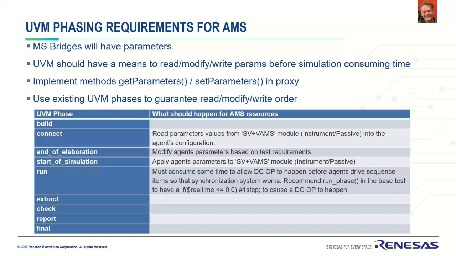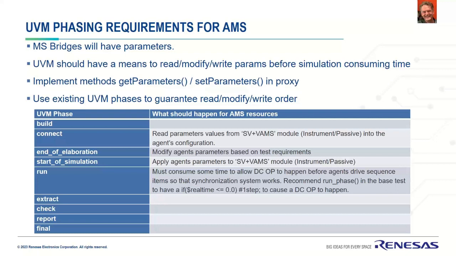So what we're proposing here is that we basically reuse, although we could actually create our own phasing schedule for UVM-AMS, existing UVM phases to have some rules about where we do a read, modify, write scheme. So if we look at the table at the bottom there, during the connect phase, we would use one of these get parameters calls to read the parameters from the bridge level into the relevant UVM agent configuration. So we have a configuration class which would then hold these representative variables.